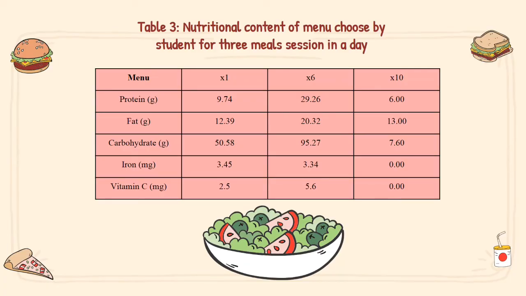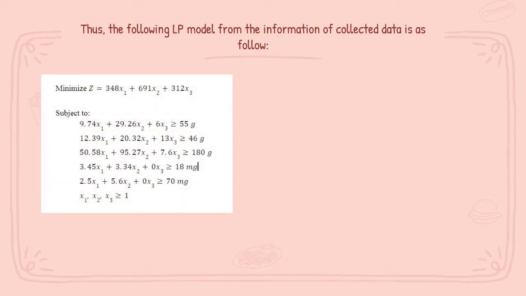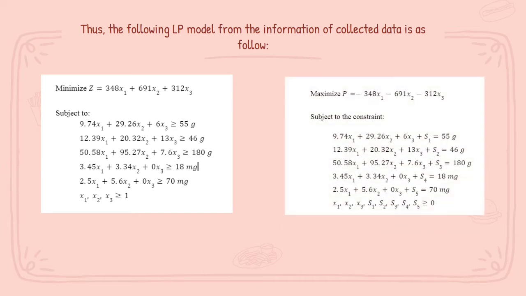Table 3 shows the nutritional content of the menu chosen by the students for the three meal sessions in a day. Thus, the following LP model comes from the information of the collected data. This minimization problem is solved using the simplex method. Since it is solved using the simplex method, minimizing Z is the same as maximizing P. Hence, the solution to the minimization problem can be found by solving the standard maximization problem in standard form.